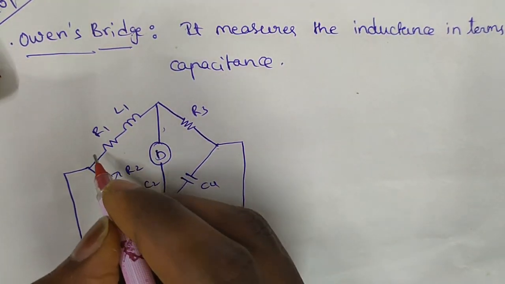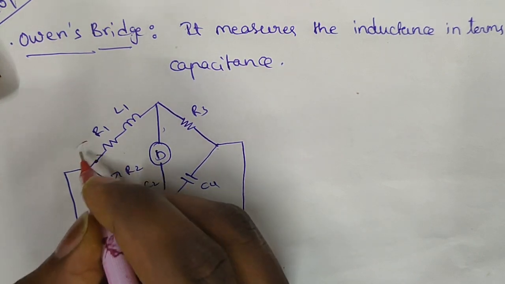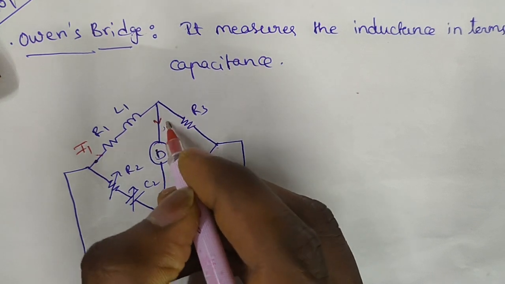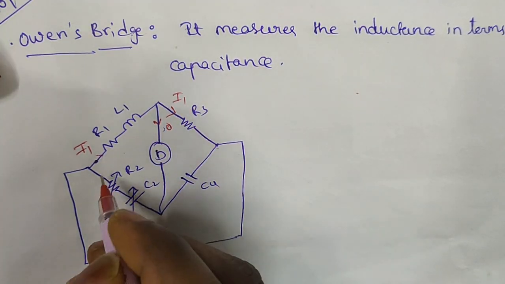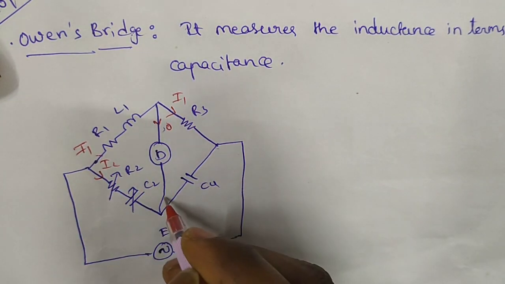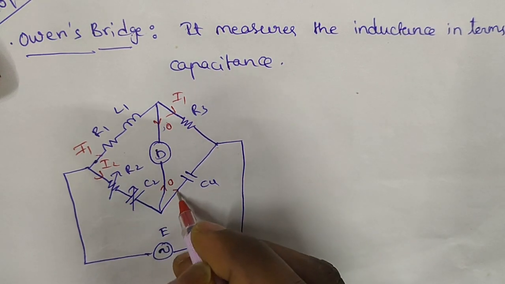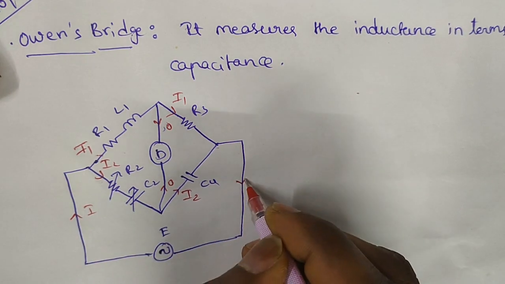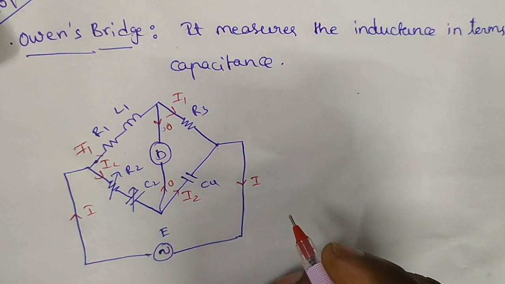Now this is current I1 flowing here. At bridge balance the same current will flow here. This current is I2. As this current is 0, the full current I2 is flowing here as I2 entering, and the same I will be coming out.